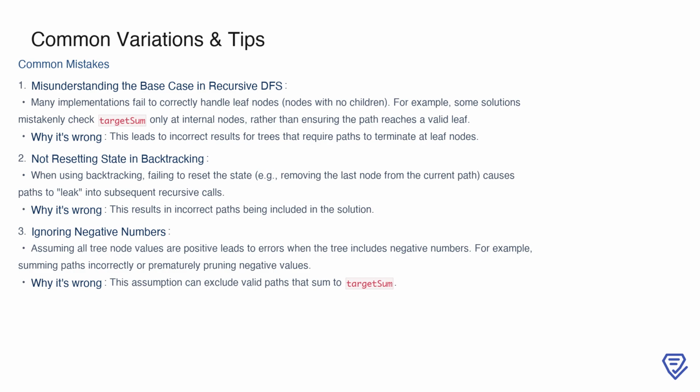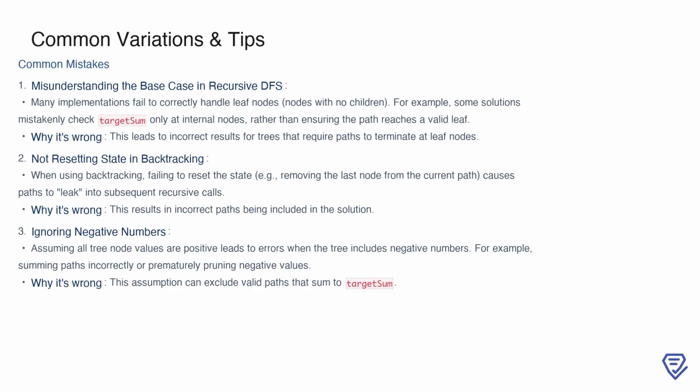results. Another common mistake is not resetting state properly during backtracking. For example, if you forget to remove the last node from the current path, it can cause paths to leak into subsequent recursive calls. This results in invalid paths being included in the final solution.